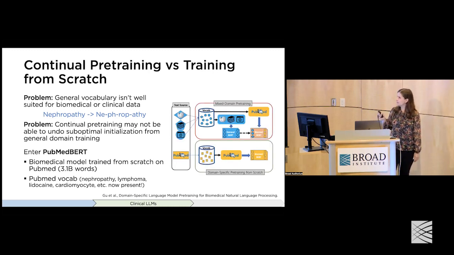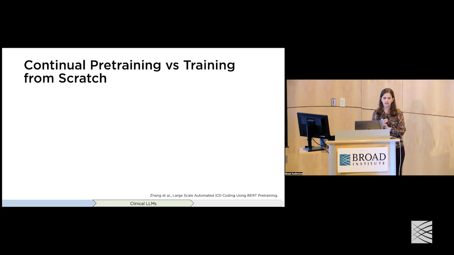Now, as a result of these issues, this model called PubMed BERT was created. This is a model trained on biomedical text from scratch using a PubMed vocabulary. As a result of using the specific PubMed vocabulary, you now have words like nephropathy, lymphoma, lidocaine, et cetera, that are present as whole words in your vocabulary. And we're able to do this on biomedical text because there's sufficient PubMed data available to train these sort of models from scratch. So PubMed BERT was trained on biomedical text.